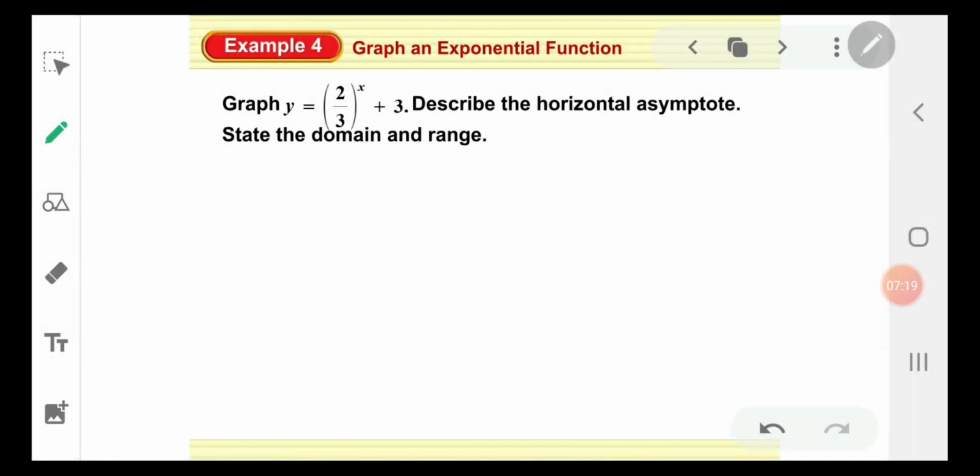Now the next example, example number 4: graph y equals (2/3) to the power x, plus 3. Again, you might need to recall this plus 3 outside the function. When you add or subtract a value to the function from outside, like here, this causes a vertical translation. When you add, it shifts up. When you subtract, it shifts down.